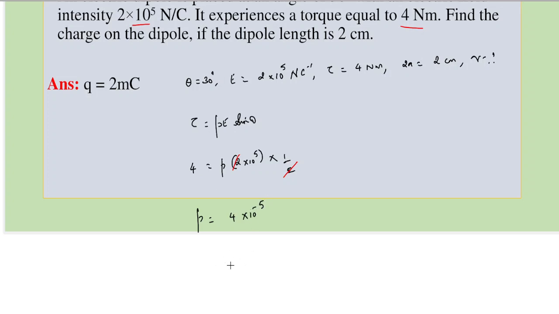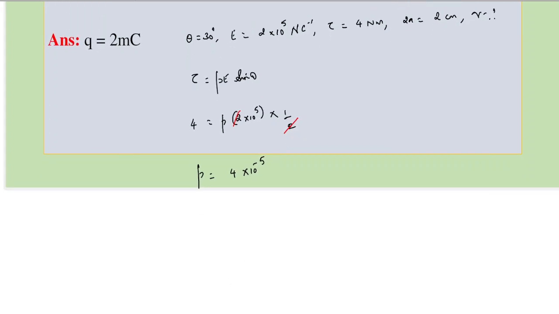But p itself is equal to q into 2a. So q is unknown, and 2a will be 2 into 10 power minus 2 in terms of meter. That is 4 into 10 power minus 5 is equal to q into 2 into 10 power minus 2. Now from here 2 gets cancelled, and also 10 power minus 2 gets cancelled. So finally what remains is q is equal to 2 into 10 power minus 3 coulomb. That is 2 millicoulomb. So this is the required answer.